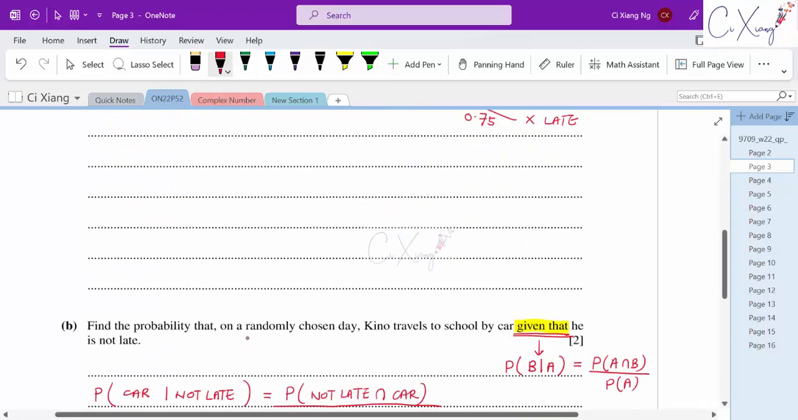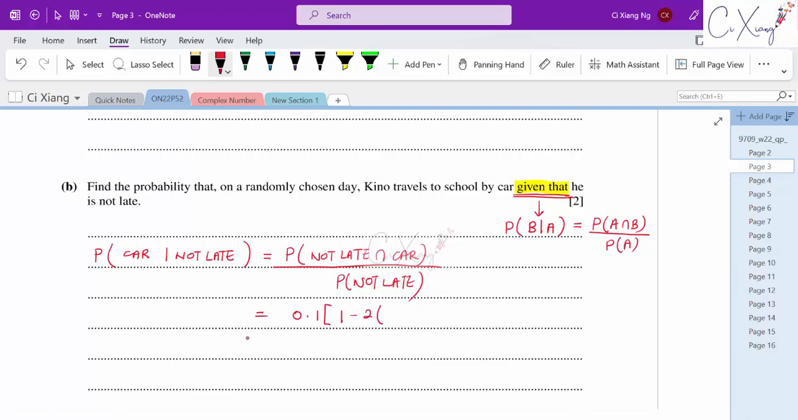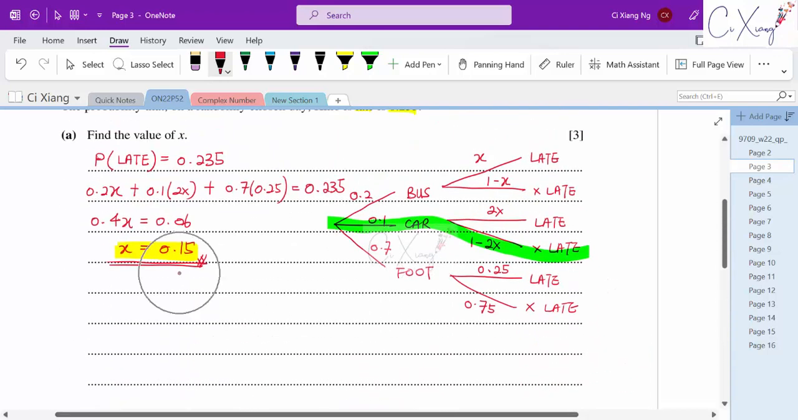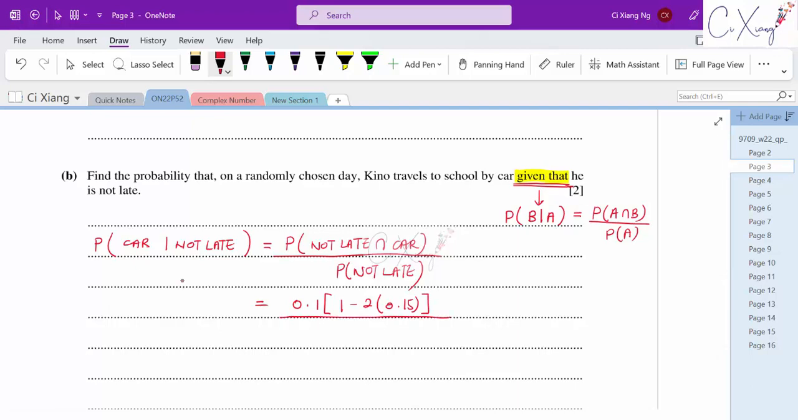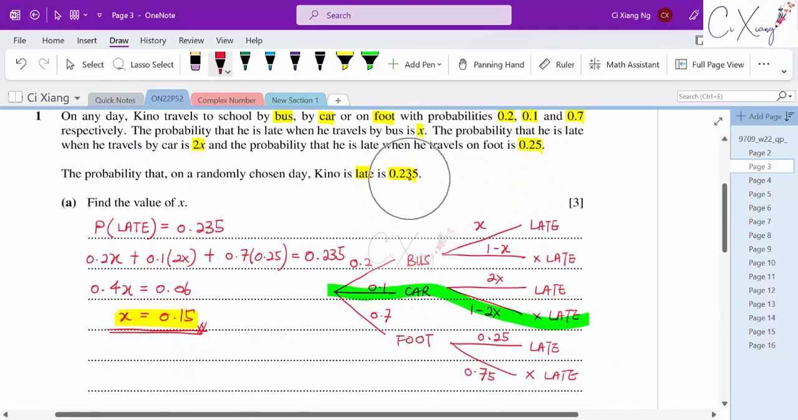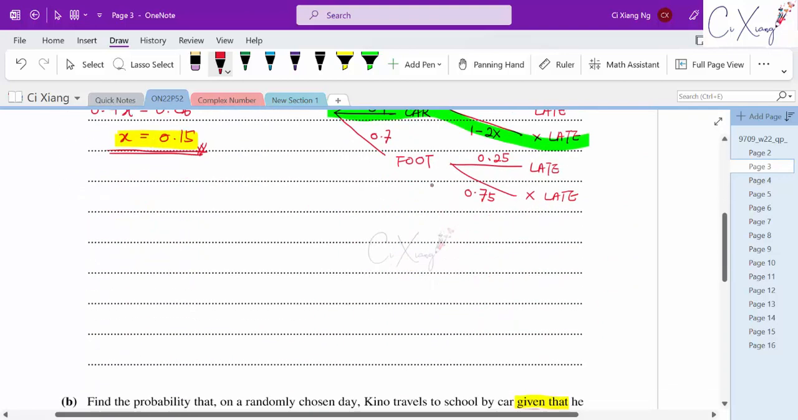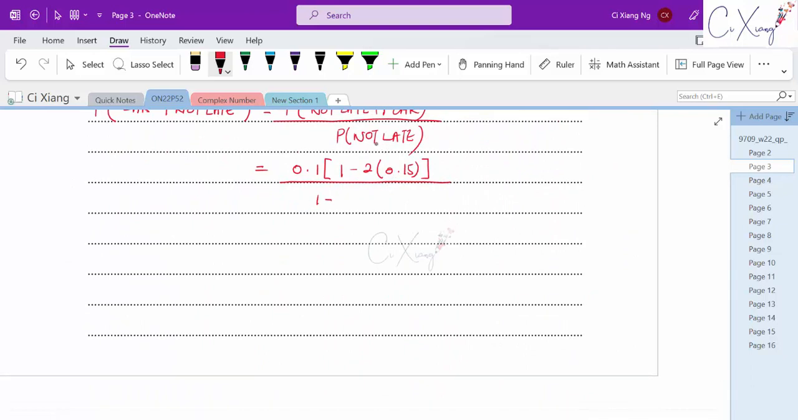So I will bring it into my calculation here. I have 0.1 multiplied by 1 minus 2x, where x is the value that we got just now, which is 0.15. So I'll put in the value 0.15 here, divided by the probability of not late. Again, if I go back to the first part, the probability of late is 0.235. Therefore, the probability of not late will be the complement of the late case, so it will be 1 minus 0.235.